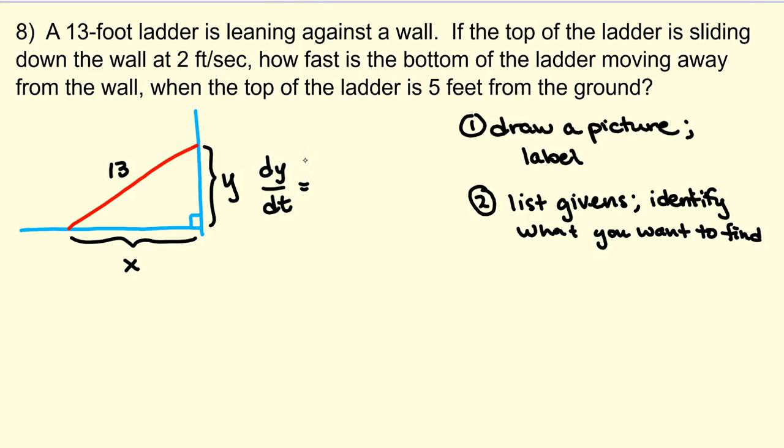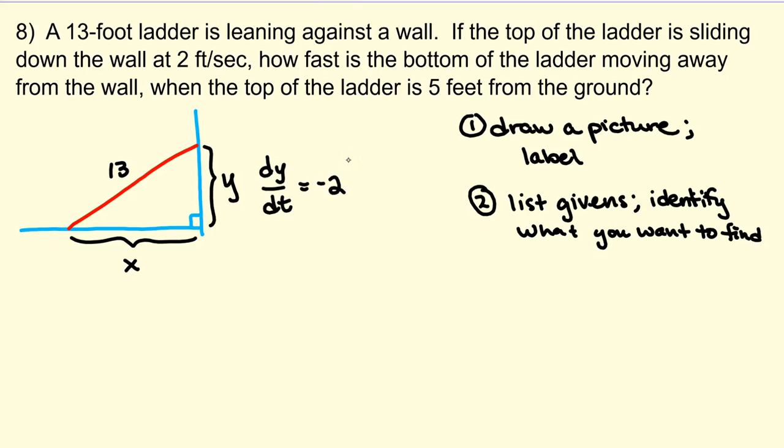Now remember, derivatives are positive when the quantity is growing. Derivatives are negative when the quantity is shrinking. And as the ladder slides down the wall, the quantity y is getting smaller, so the rate of change dy/dt would be negative. So you have to figure that out for yourself, -2.